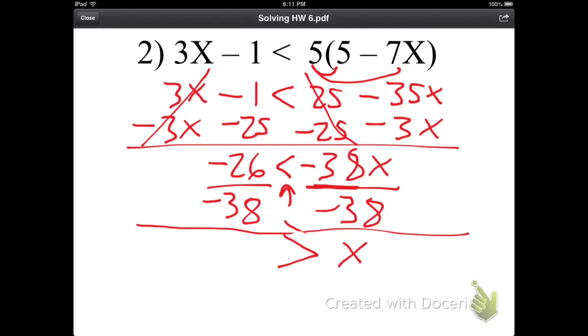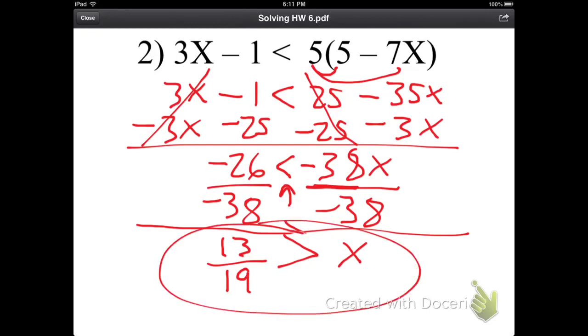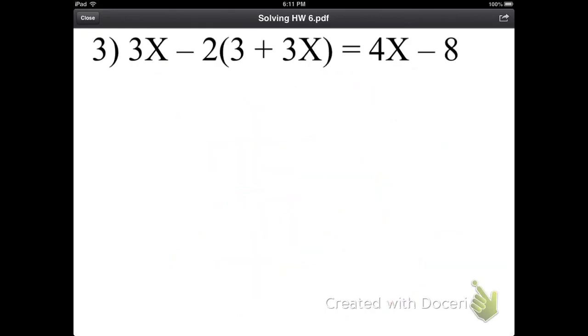And then I got negative 26 over negative 38. The negatives cancel, giving us positive. And 2 goes into both of those. And so I'm going to reduce that fraction to make the top 13 and the bottom 19. And this gives us our answer, which is 13 over 19 is greater than x, or if you flip it around, you'll have x is less than 13 nineteenths. Okay, both are the same answer.